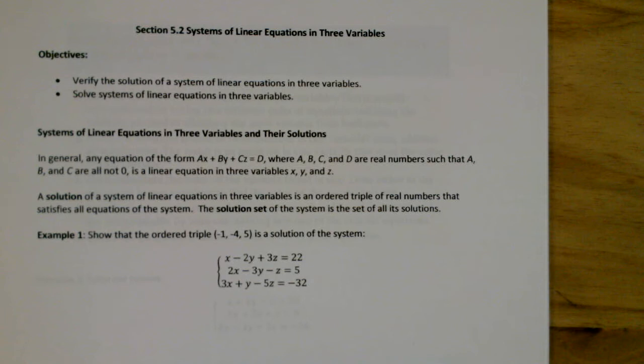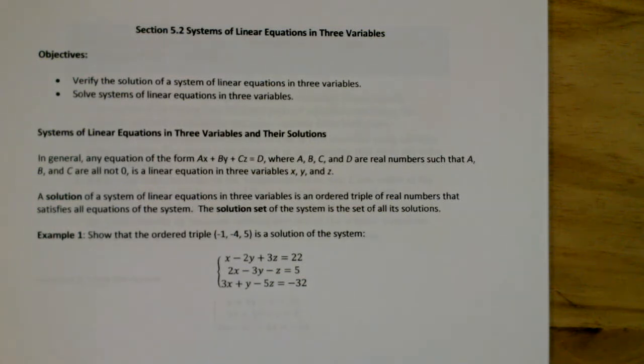And the solution of a system of linear equations in three variables is an ordered triple of real numbers that satisfy all equations of the system. Okay, so for a system of linear equations in two variables, you were looking for an ordered pair. This time, with three variables, you're going to be looking for an ordered triple that will satisfy all the equations in that system. Here, the solution set of the system is the set of all of its solutions.